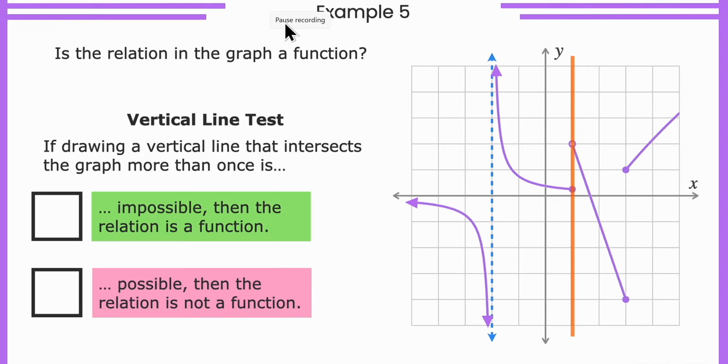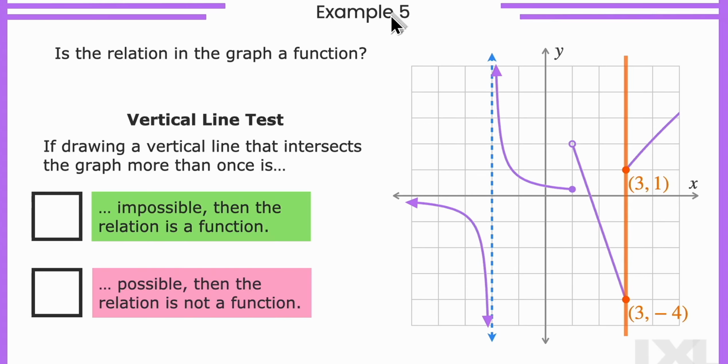However, when x equals 3, our vertical line intersects two solid points on the graph, showing that one x value produces two different y values. Even if every other vertical line seems to suggest that the relation might be a function, all it takes is one counterexample to prove that it isn't.